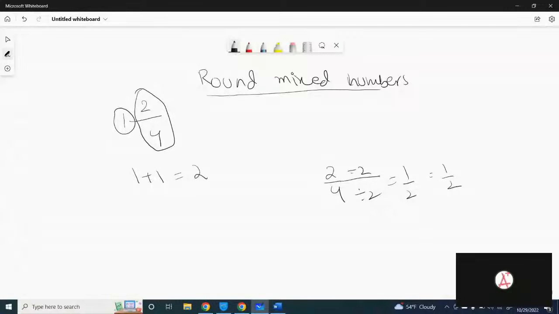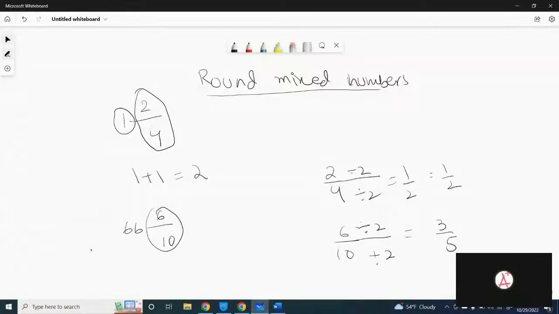Okay, let's start with another example. The next example is 66 whole 6 over 10. Let's just look at the fractional part, 6 over 10. Let's write 6 over 10 in the smallest form. Let's just divide it by 2. So it would be 3 over 5.